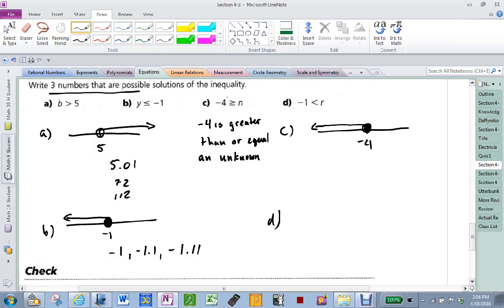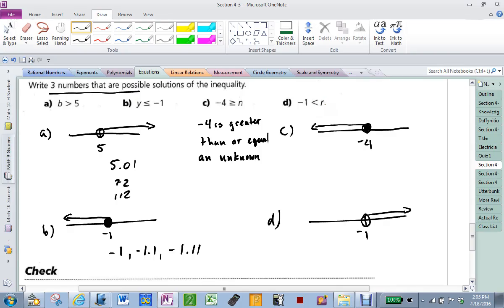Cool? Now that should tell you pretty easily how to do D. What's the only number that matters? Negative 1. We circle it. Do we color it? No. Why? Because there's no equal. Which way does the arrow go? To the right. Because that in English says negative 1 is less than all the other numbers that I care about. So that means those numbers are bigger.